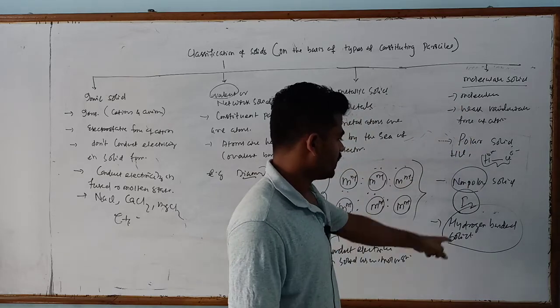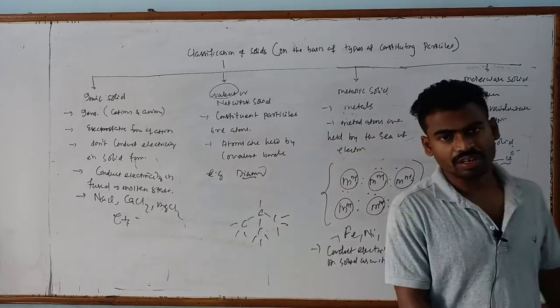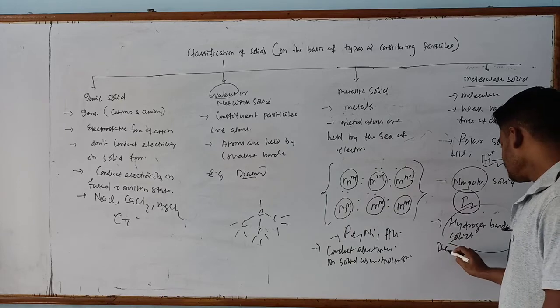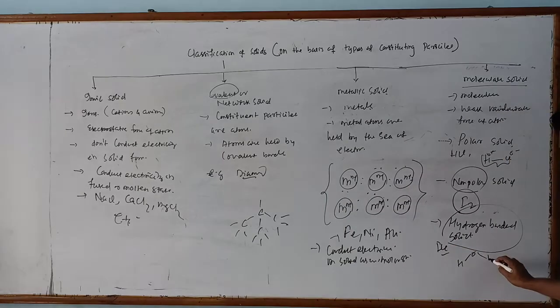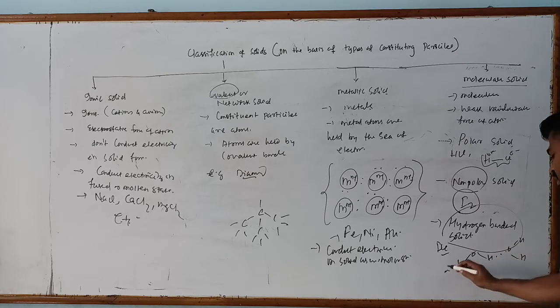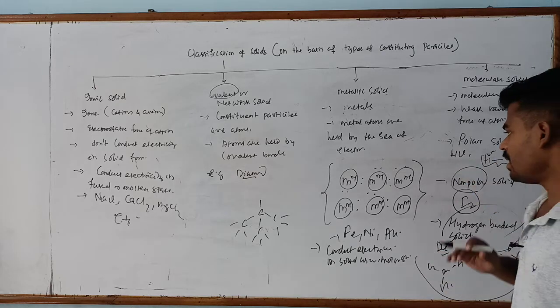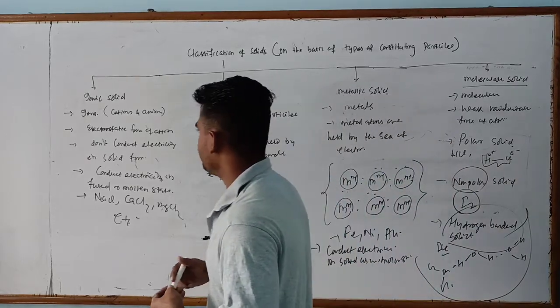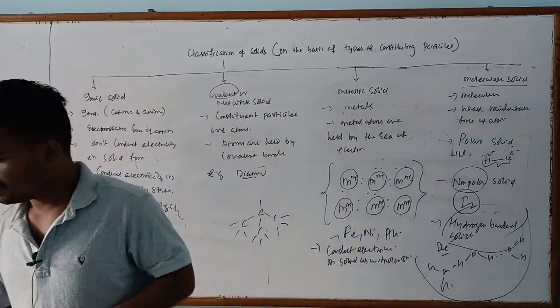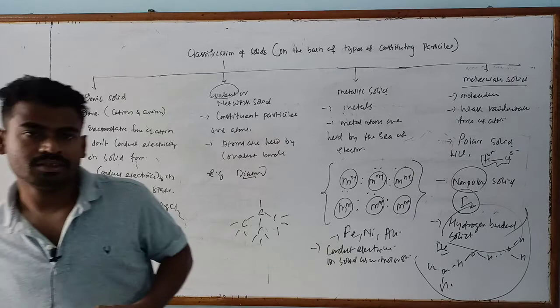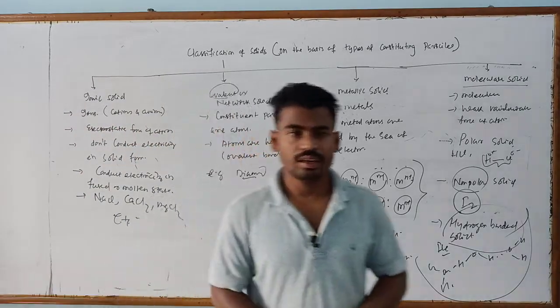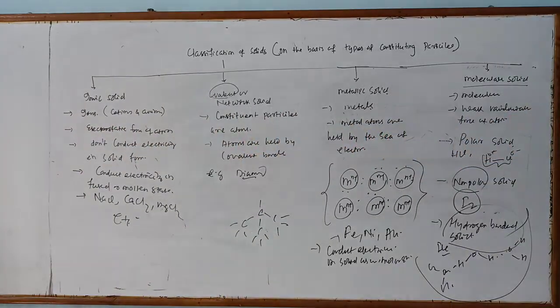Is that clear? Next, hydrogen bonded solid, you can consider ice. In ice, water molecules are held by this dipole force, that is called hydrogen bond. So this is the structure of ice. So regarding the type of constituent particles, this can be the classification of your solids.